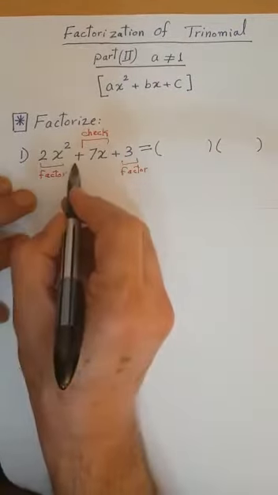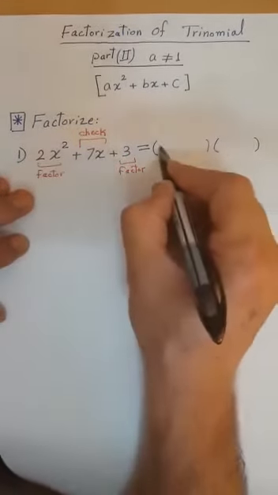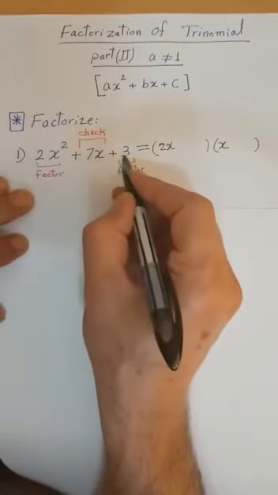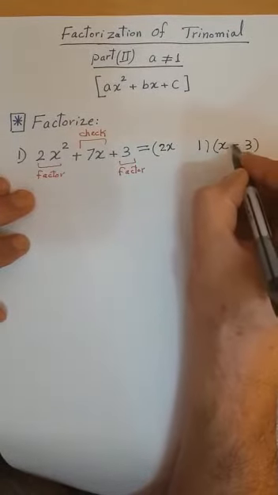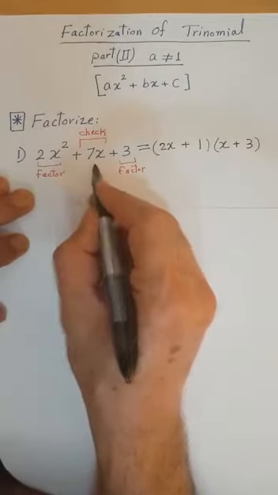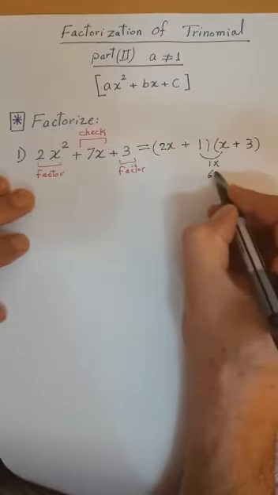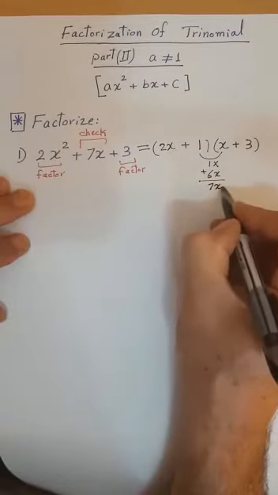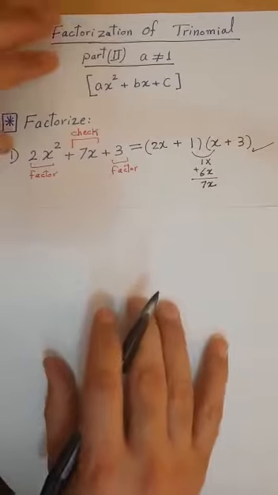I don't have any common factor between 2x squared, 7x, and 3. Split 2x squared into 2x times x. Okay? And 3 has only one factorization, 1 times 3. Put 1 anywhere and 3 anywhere, no problem. And this is all plus. Now check the middle term. Is it 7? 1 times x is 1x. 2 times 3 is 6x. If the sum is 7x, yes, it's 7x. So your factorization is correct. Very easy. Let's go to another question.